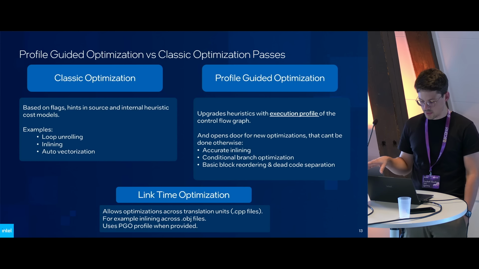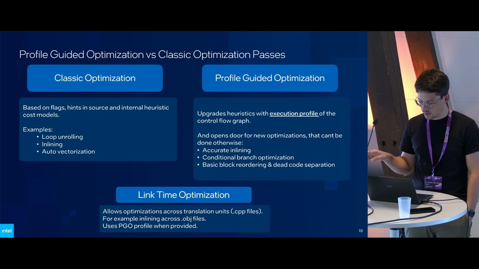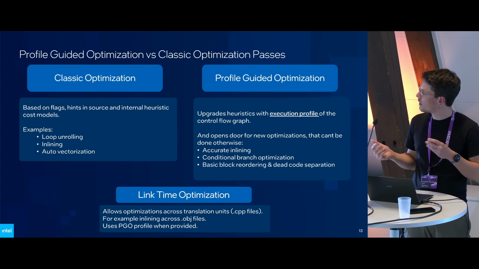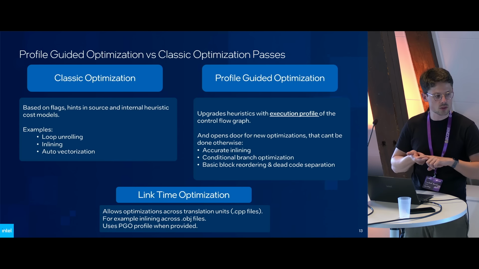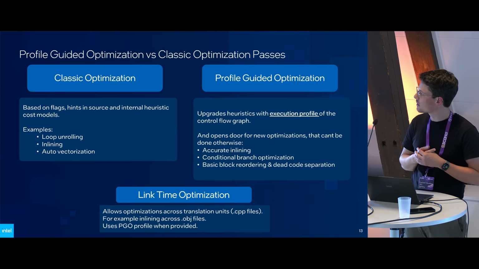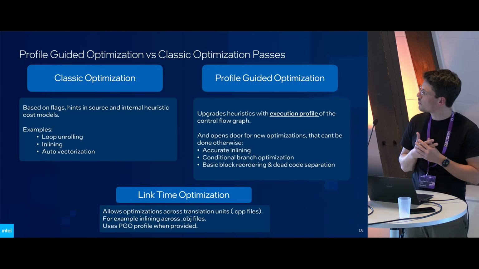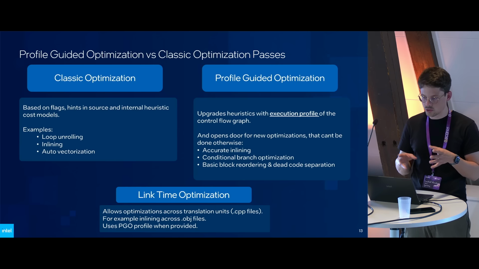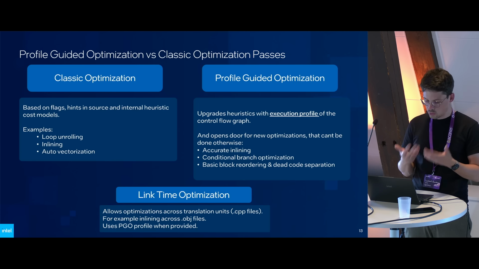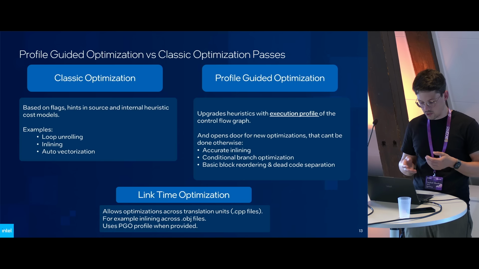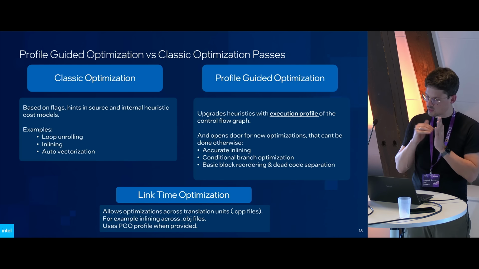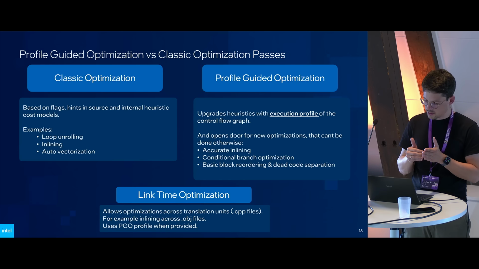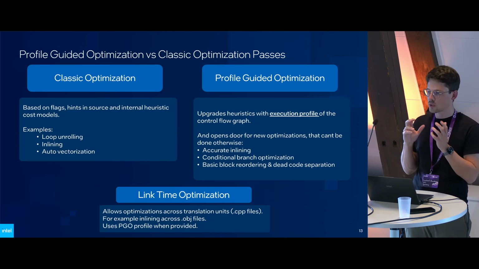So all performance that we saw up until this point is based on classical compiler techniques. We have flags that we pass to the compiler. We have some hints in code that tell the compiler what to do, for example, the inline statement. And the compiler has some internal heuristic cost model to determine what to do. Examples for that are loop unrolling, inlining, auto-vectorization. So with profile-guided optimization, we upgrade these heuristics that are used in the compiler with an actual execution profile of how the application was executed on the hardware.